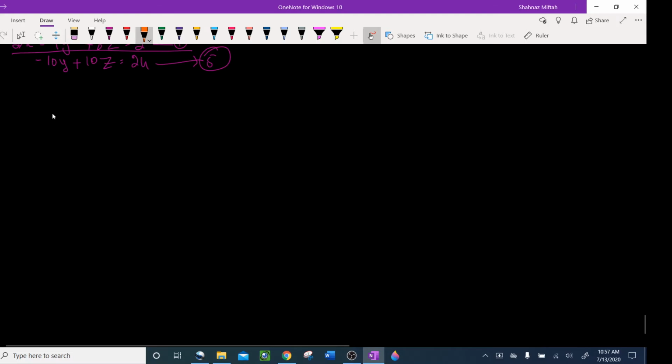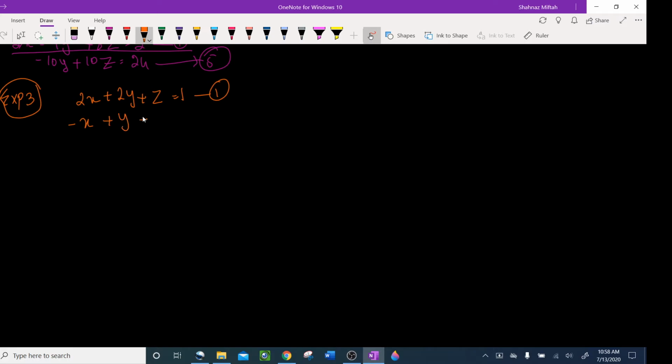In this example, I have example number 3, I think. I have 2x plus 2y plus z equal 1. That's my first equation. I have minus x plus y plus 2z equal 3. That's my second equation. Then I have x plus 2y plus 4z equals 0, and that's my third equation. And I'm looking for this to solve.